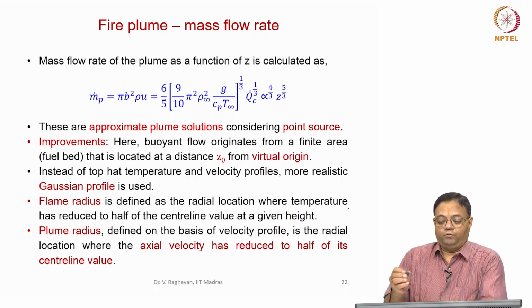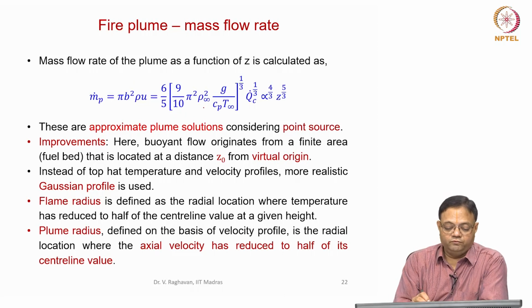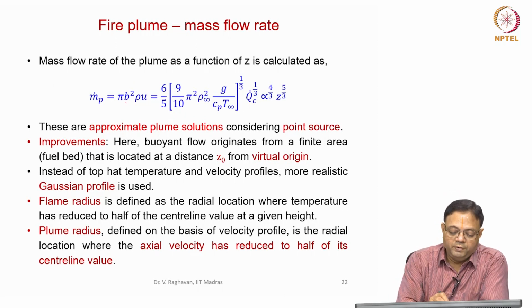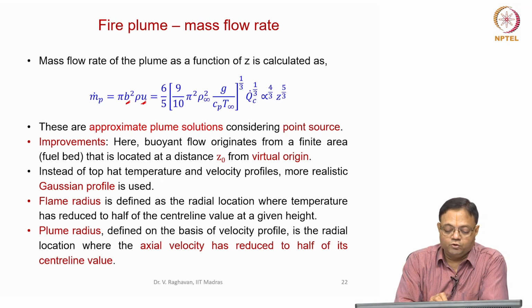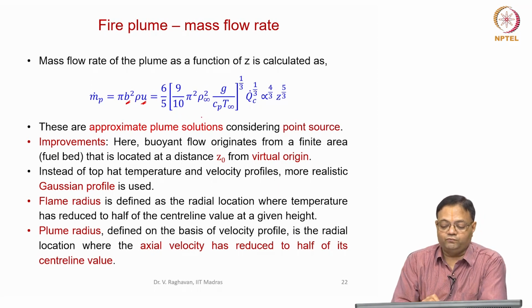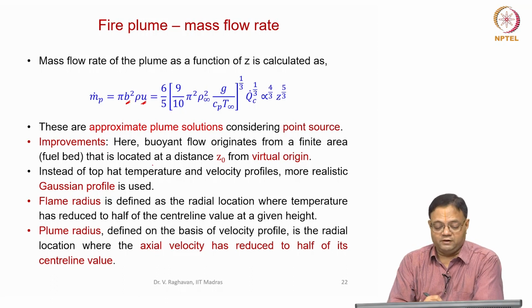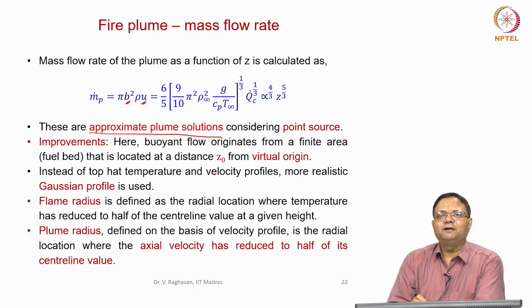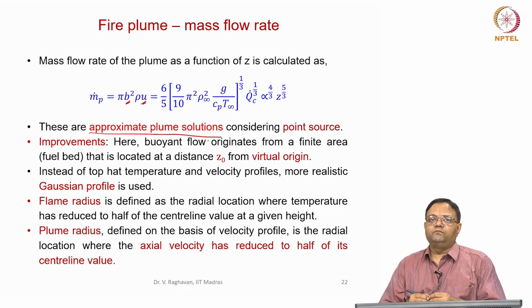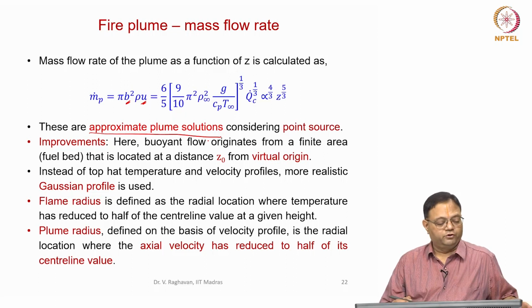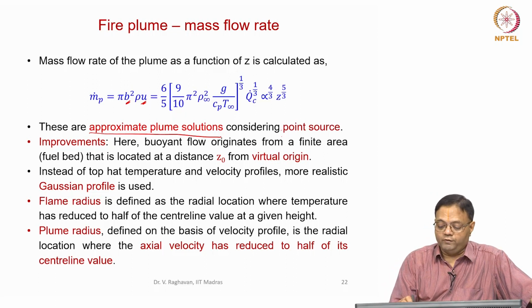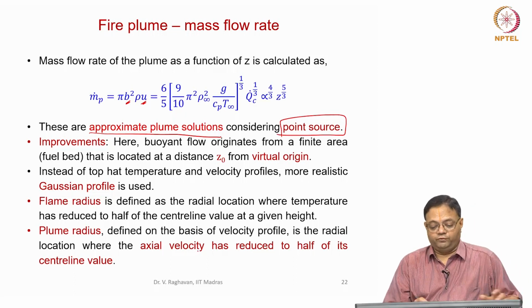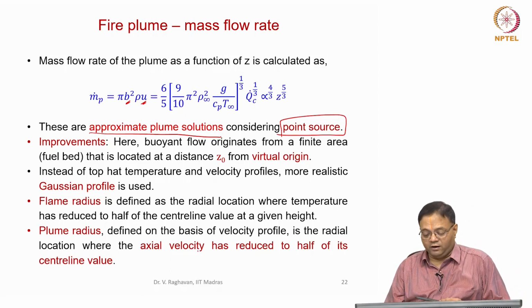So now mass flow rate also can be found, because you know B, you know U, rho can be taken as rho infinity. Substitute this and get the expression for mass flow. So from this simplified analysis, I can get approximate plume solutions. Because we have made several assumptions, the solution we get will be approximate, indicative solutions only. And also we have considered a point source. But the trends are obtained.